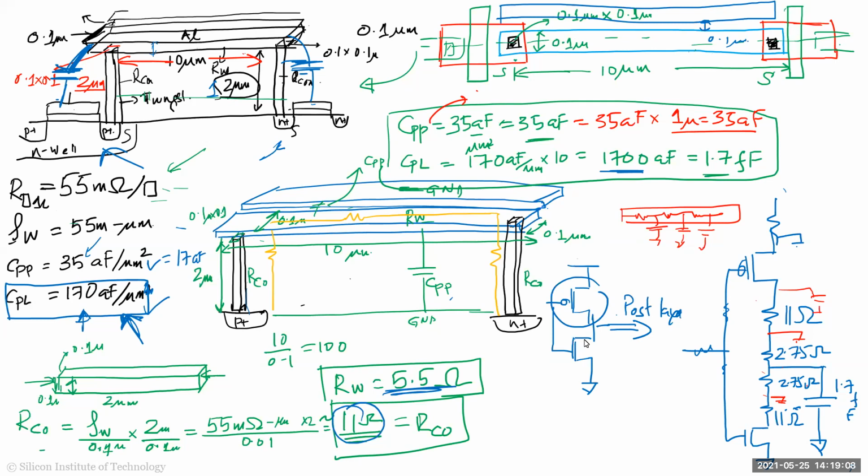Okay, so as I said, those are the two passive devices you'll be dealing with in IC design most of the time, the resistance and capacitance, because everything is a resistor and a capacitor.